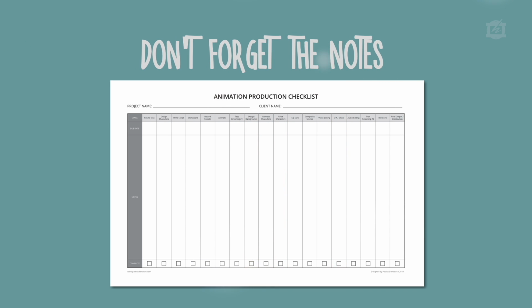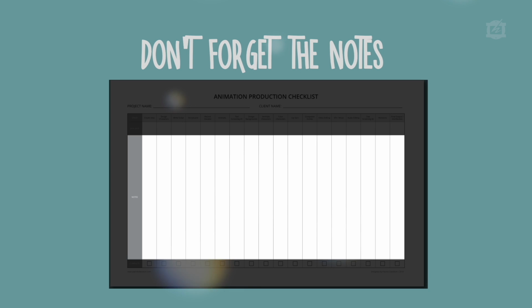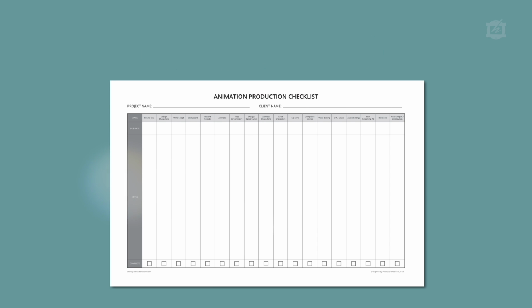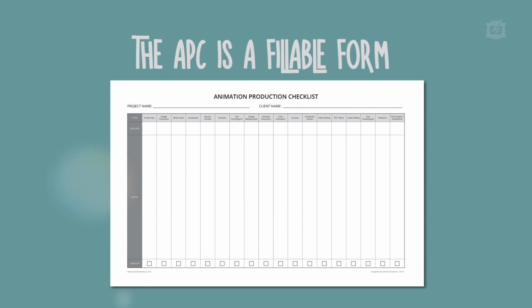Don't forget about the notes. This is a good area for quick notes a client may have during your meeting that you don't want to forget. Did I mention the APC is a fillable form? So you don't even have to print it out. You can fill everything out digitally and send to a client for review or further editing. I still recommend you both printing it out so you can see it every day. But sending the digital file is a good way to keep a paper trail of due dates and notes for the project.